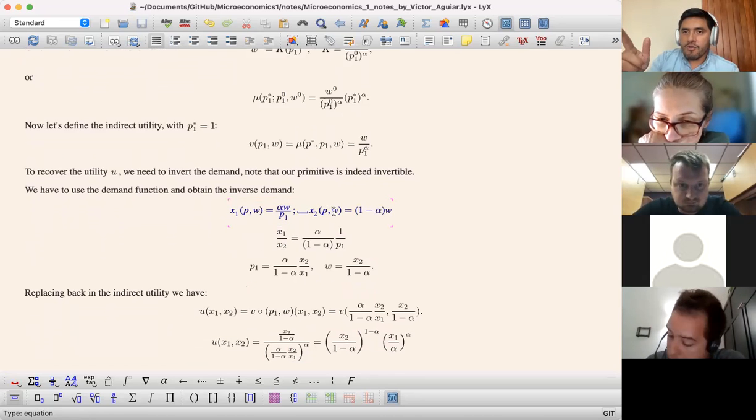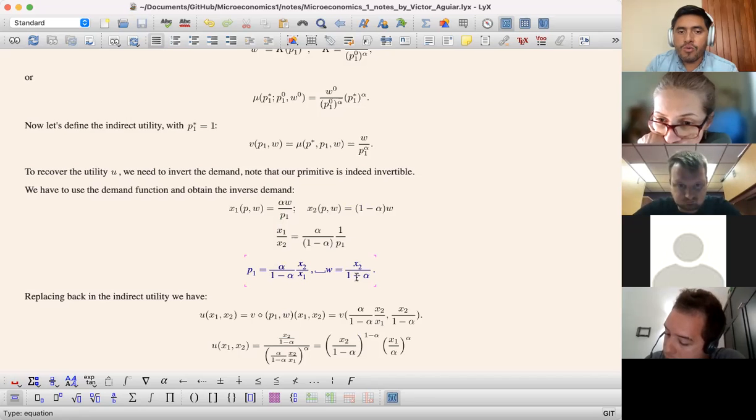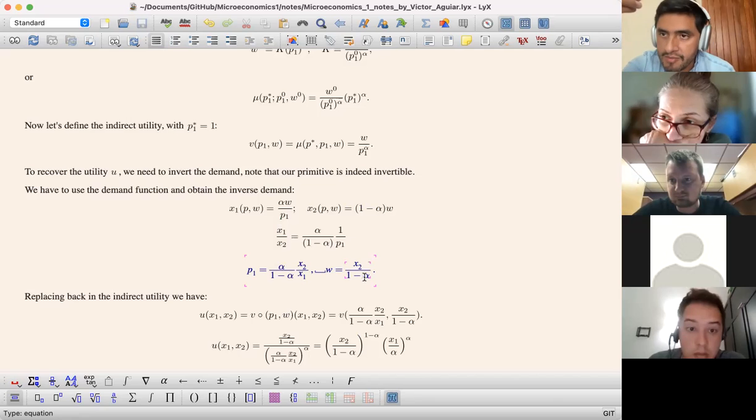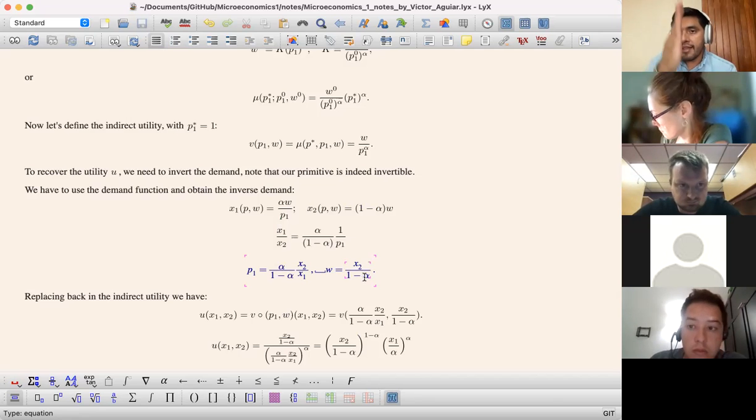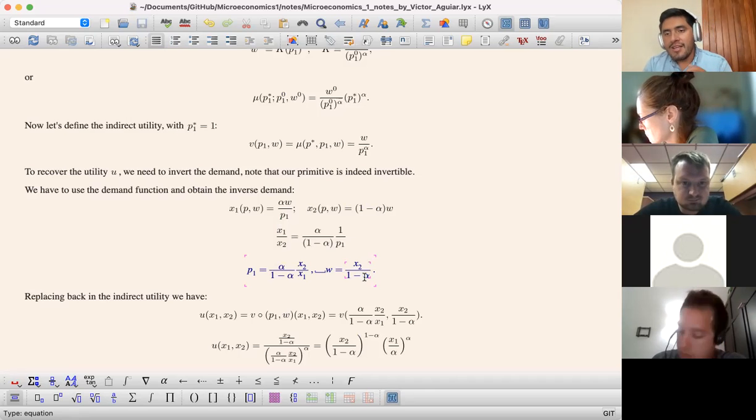Then go to the demand of good 2 and solve for W. W is equal to X2 over 1 minus alpha. Okay, again, formally. What is an inverse demand? Inverse demand is a mapping from quantities to P and W. So I'm just inverting the role of things. The inputs are X's and the outputs are P and W. The usual demand has inputs P and W, and outputs X's. So the inverse demand is reverting the roles.